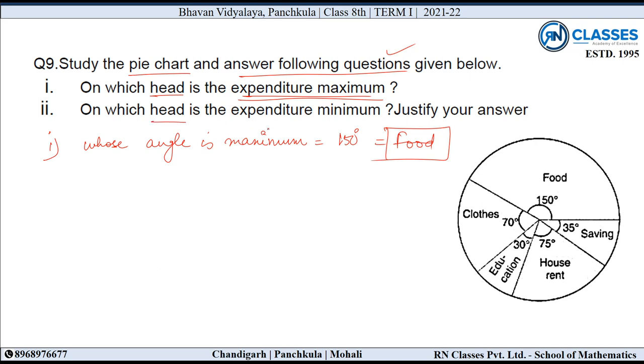On which head is the expenditure minimum? Where is the expenditure minimum? On education, the expenditure is minimum. Whose angle is lowest?